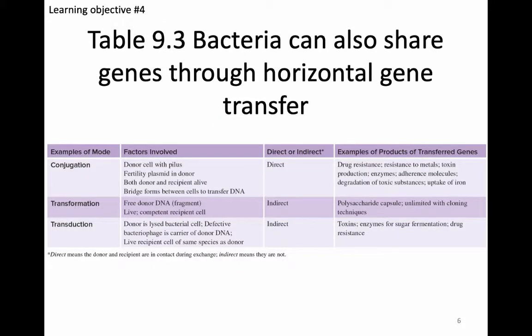Bacteria have the unique ability of doing additionally horizontal gene transfer. And there are three types of horizontal gene transfer outlined in Table 9.3. So horizontal gene transfer is the sharing of genetic information, or DNA, between cells that are in the same generation and that are not related to one another. So these could be between bacteria of the same species, although not related. They could be related, or they could be between bacteria of even different species. So we'll go through the three types of horizontal gene transfer, starting with conjugation.